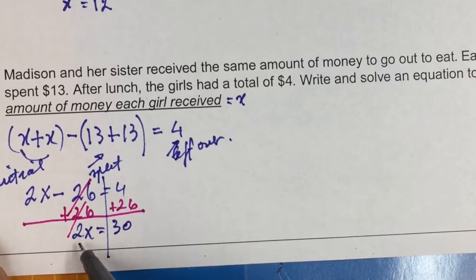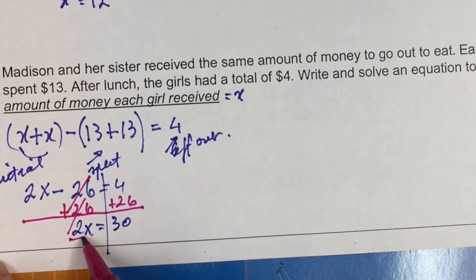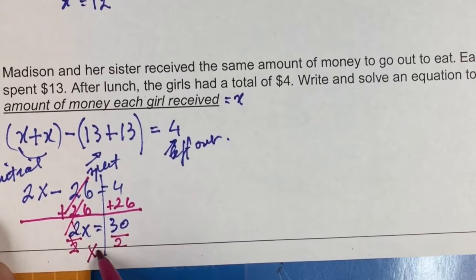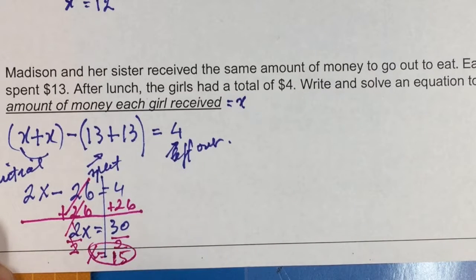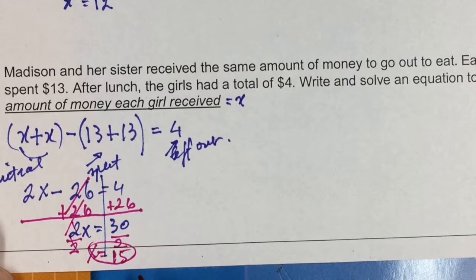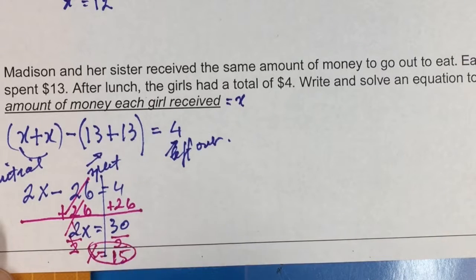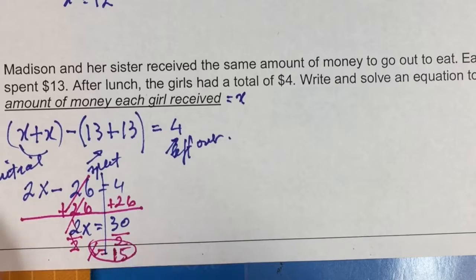Then I have to get rid of the 2 here that is multiplying the x, so I'm going to divide by this 2 on both sides. They cancel out here, and x equals 30 divided by 2, that is 15. So 15 is going to be the amount of money each girl received in the beginning. Madison received 15 and her sister 15, total of 30.